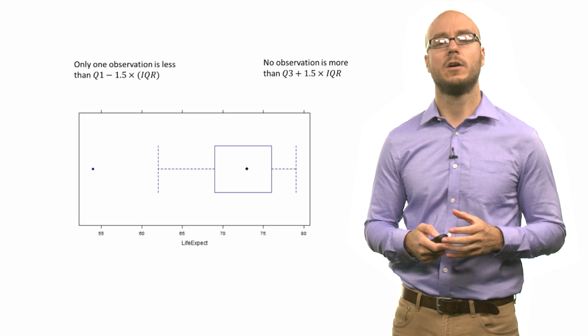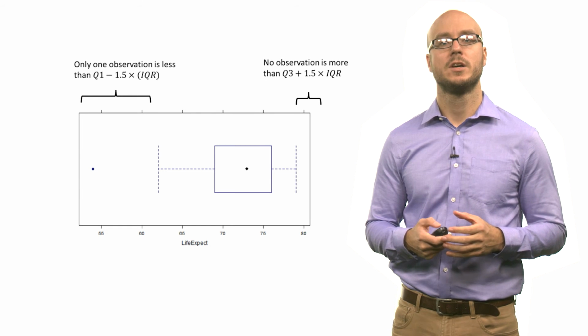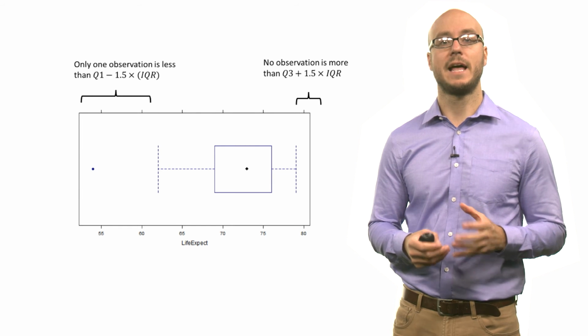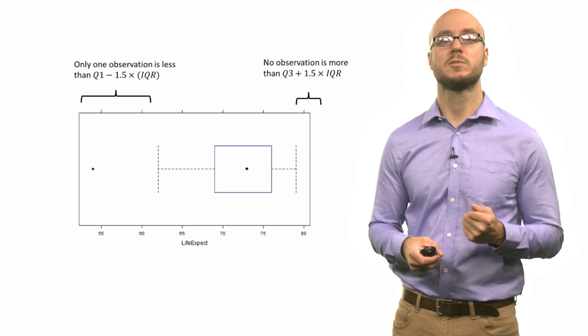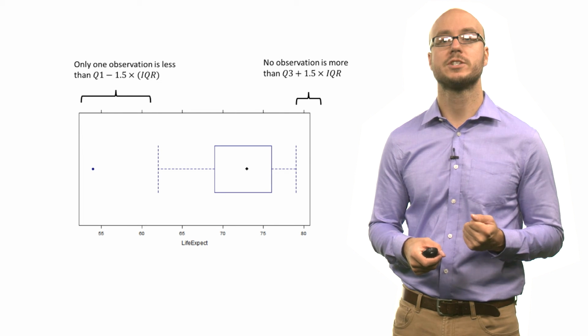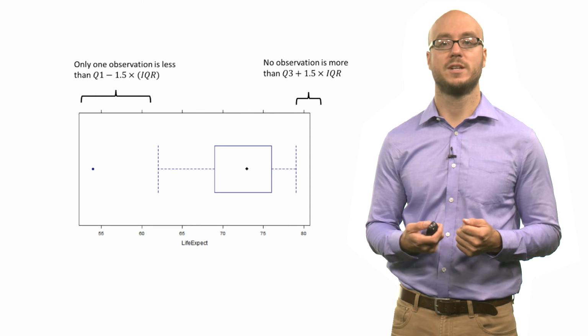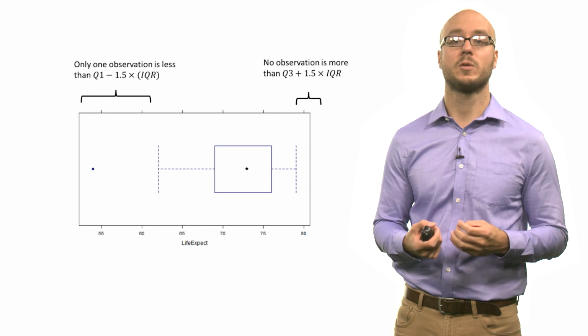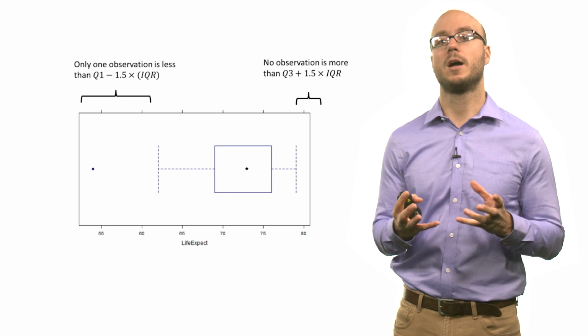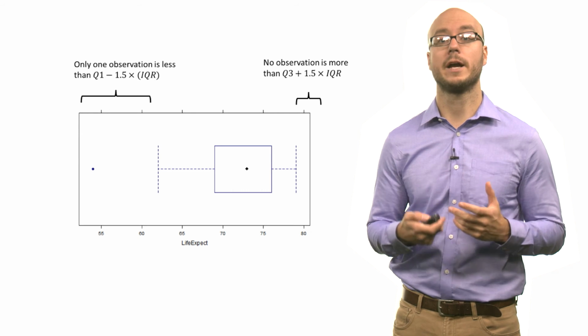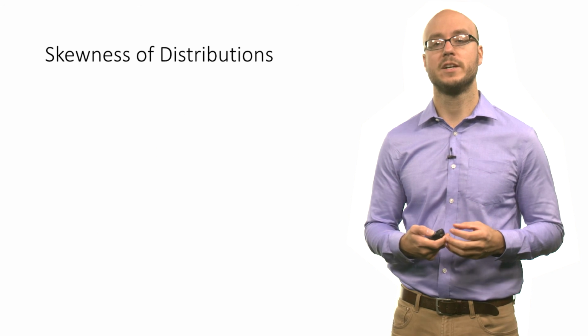So let's look at our set of countries. We only have one observation that is less than the first quartile minus 1.5 times the interquartile range. And we have no observations that are more than the third quartile plus 1.5 times the interquartile range. So based on the boxplot rule, we have one outlier in our set of observations.